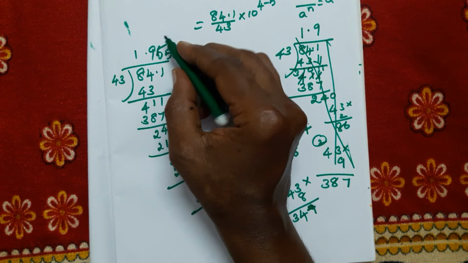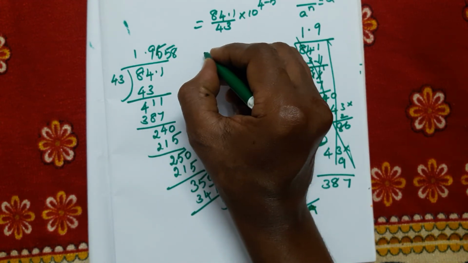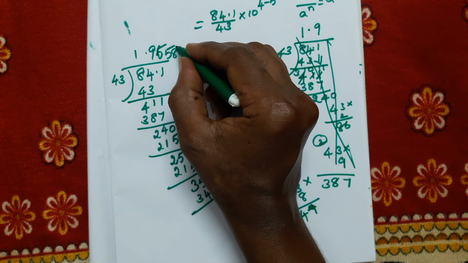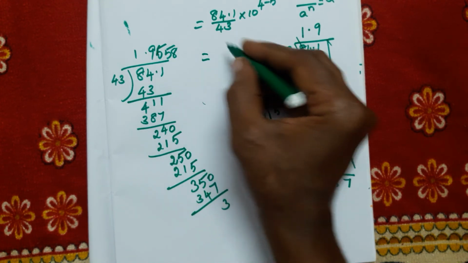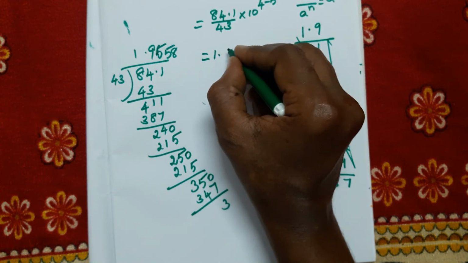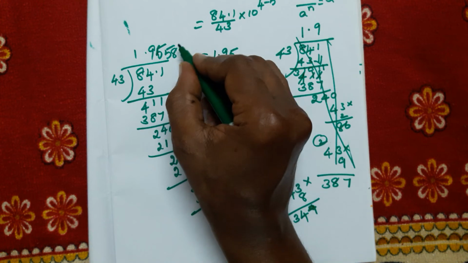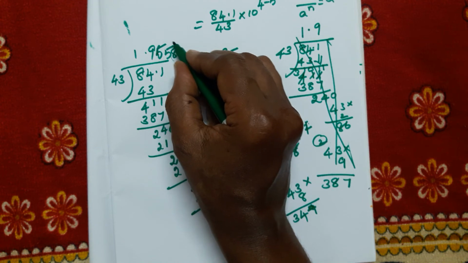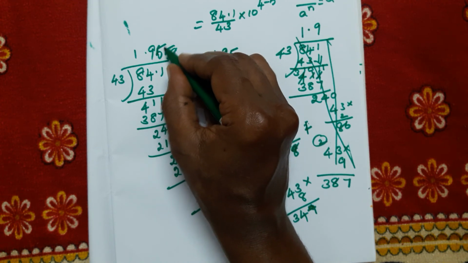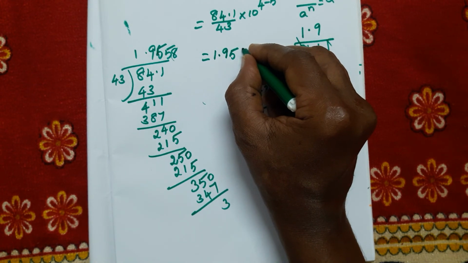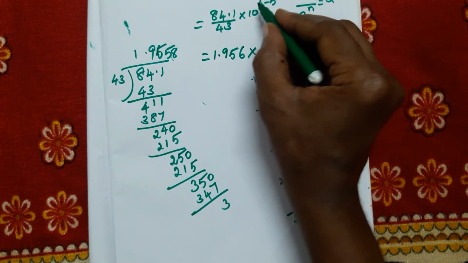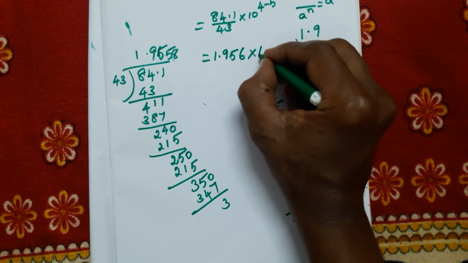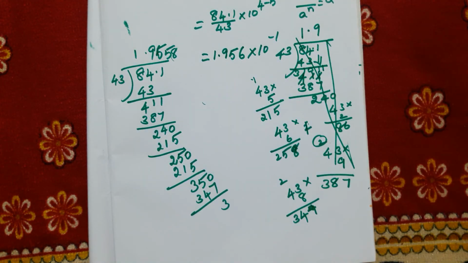So when we are writing in 3 places of decimal, what do we have to write? It is in 4 places of decimal. When we are rounding up into 3 places, we have to write 1.955. The fourth digit is more than 5, so here we can include one more. We can add one more and write 1.956 into 10 power 4 minus 5. What is 10 power 4 minus 5? 10 power minus 1. 10 power minus 1 is the answer.